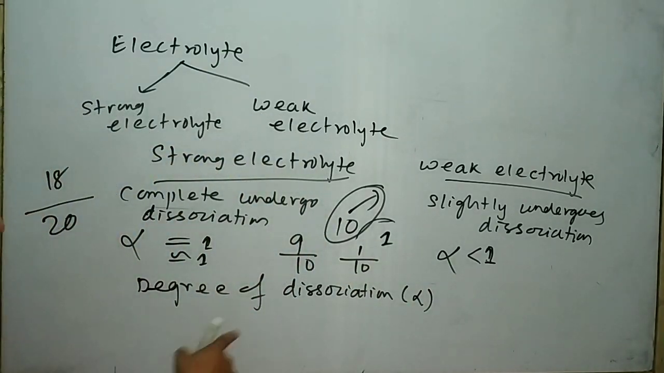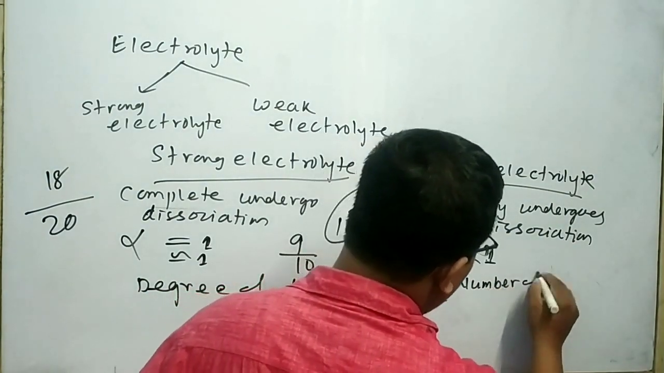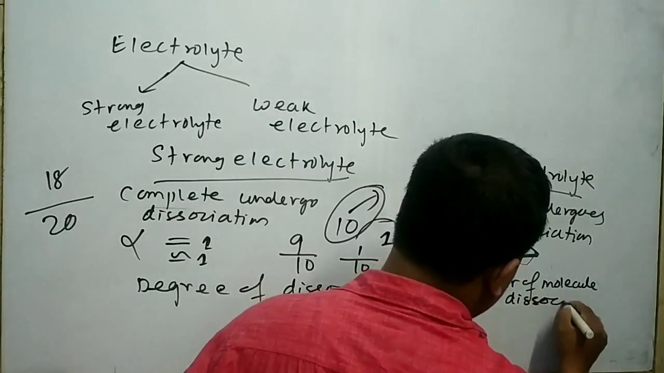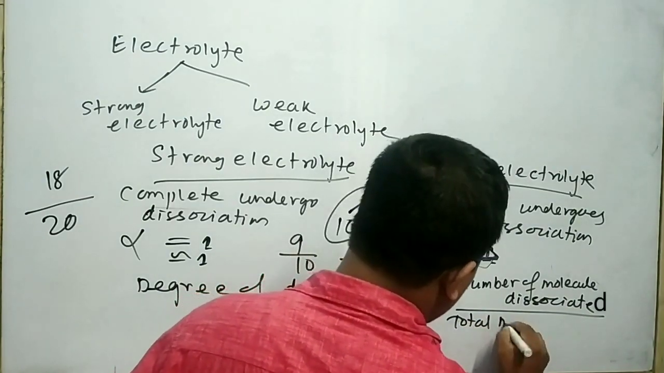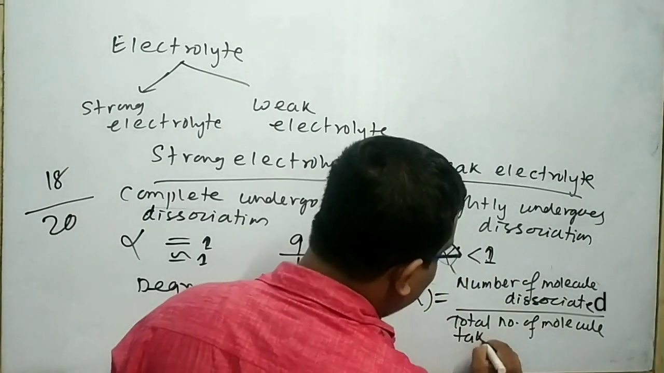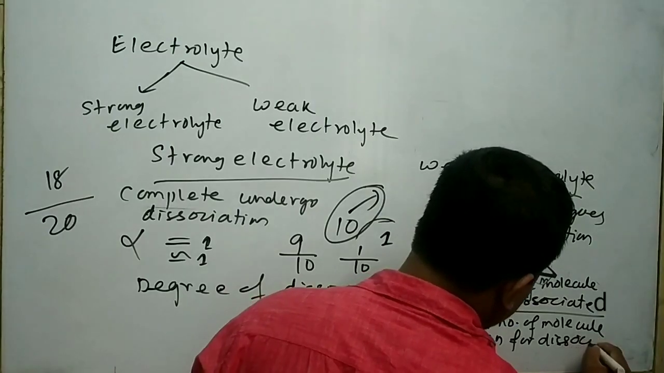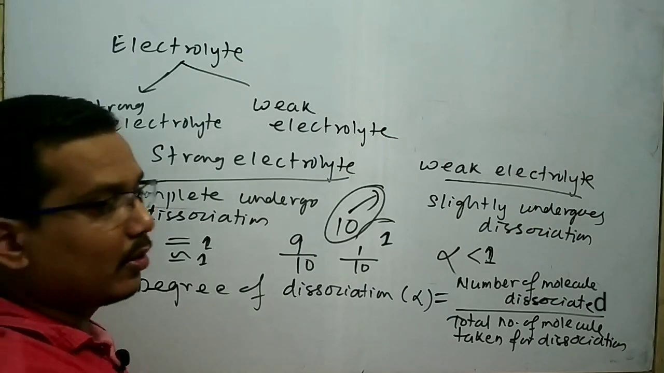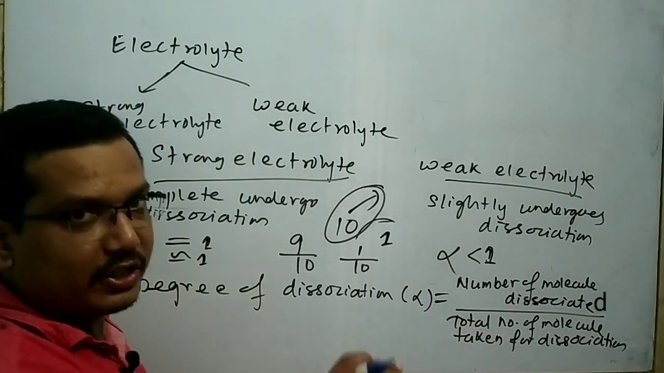So we can write degree of dissociation is equal to number of molecules dissociated divided by total number of molecules taken for dissociation. You can also write number of molecules broken into ions divided by number of molecules dissolved.